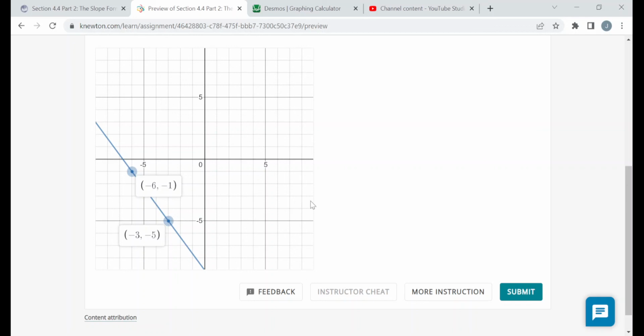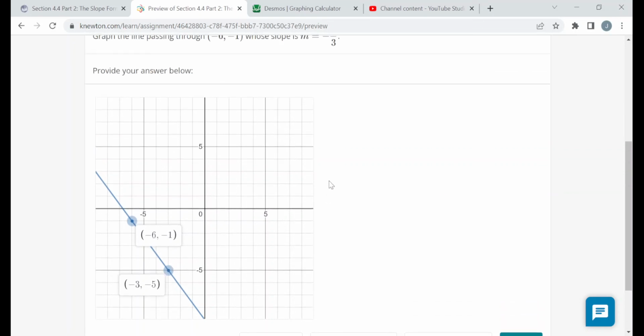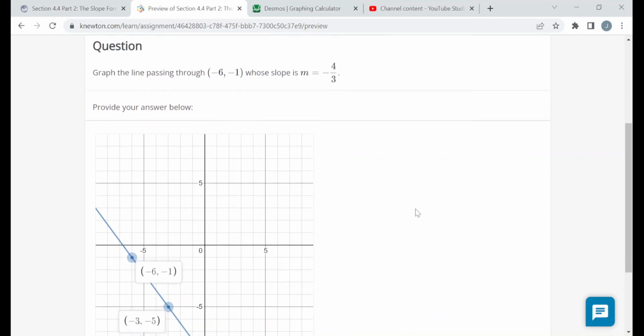-3, -5. All right, and you can double check this. If I subtract 4 from the y coordinate, I get negative 5, and if I add 3, move right 3 to the x coordinate, I get negative 3. This works. And you can also use the slope formula with these 2 points and make sure that the slope is indeed negative 4/3.